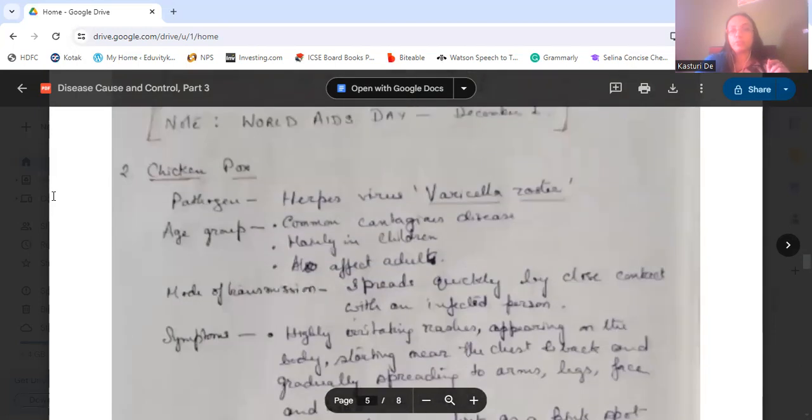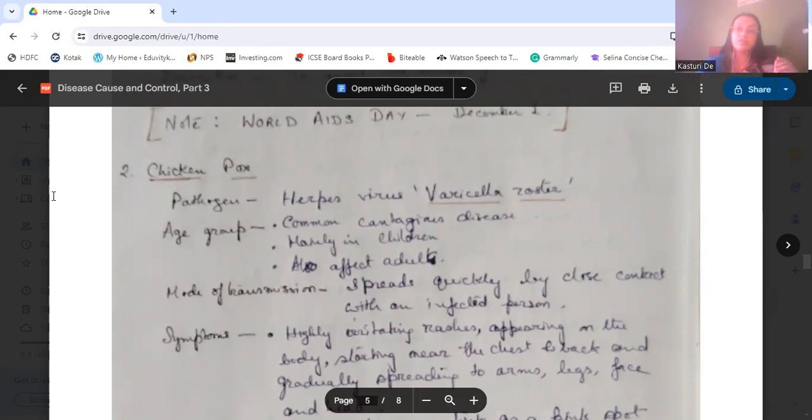Then we come to chickenpox. The pathogen which causes this viral disease is the herpes virus, varicella zoster. It is a common contagious disease which is mainly found in children. Adults are also affected, but mainly children. The mode of transmission is that it spreads quickly by close contact with an infected person.